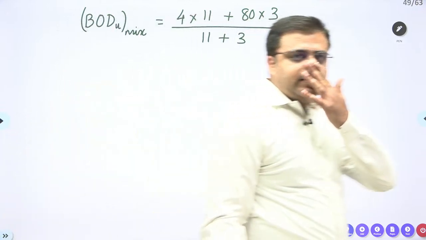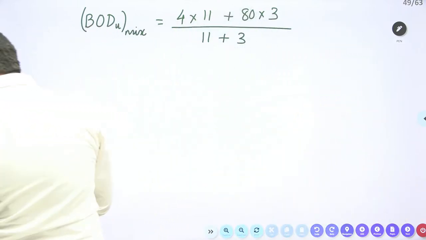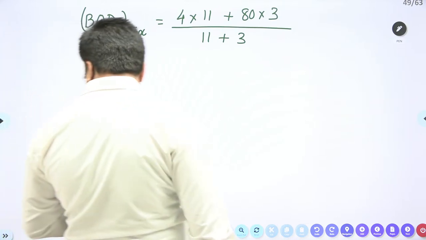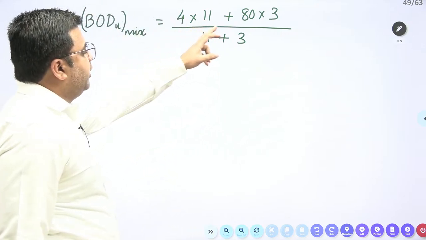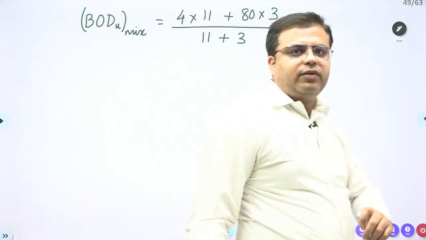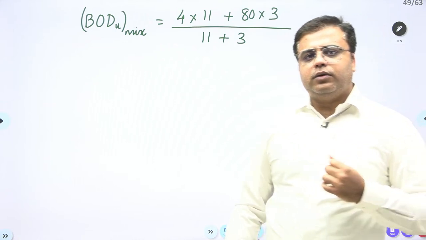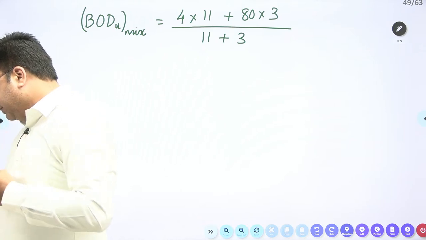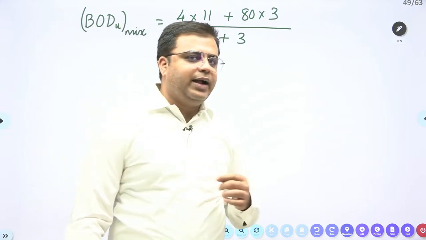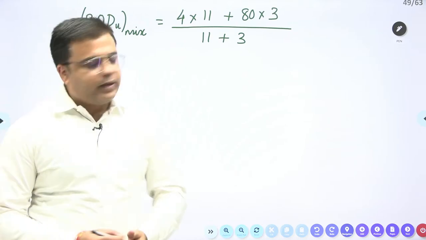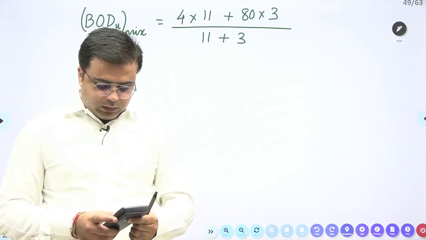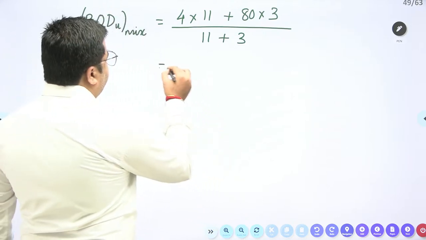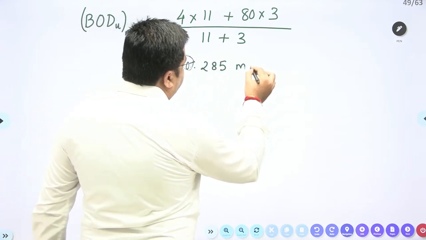Get me the BOD ultimate of the mix. Just check it once. It is 4 into 11 plus 80 into 3 divided by 11 plus 3. You have to also divide it by 11 plus 3, 14. So 4 into 11, 44, plus 240. So 44 plus 240 divided by 14. So it is 20.285 milligram per liter. Okay, this is correct.